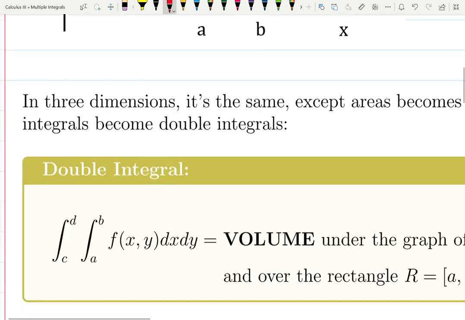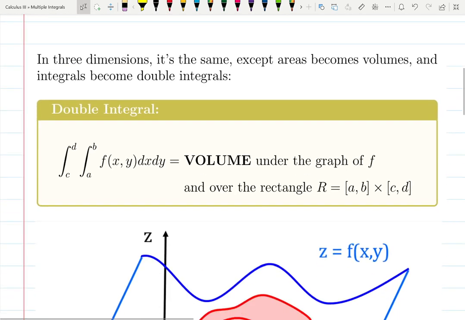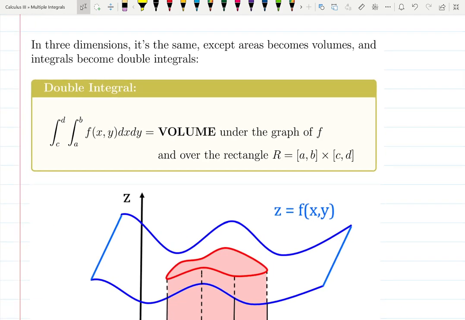volume, this makes sense to have in 3D, right? So remember how we did finding volume using the shell method and washer method? Screw that! Yeah. Well, that's the thing, to be honest, nobody does that.